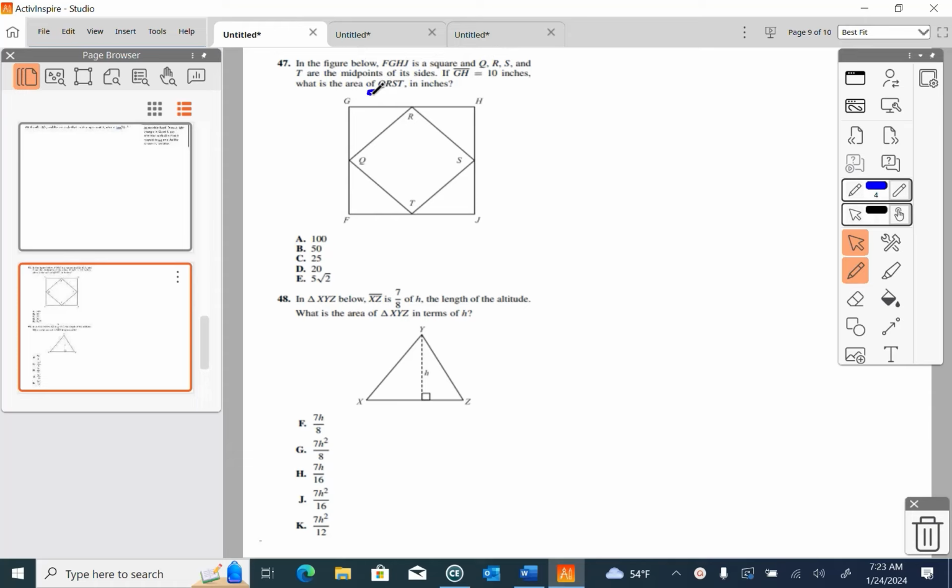So this is a 5, and that's a 5, because all of this is 10, and we have a midpoint. Midpoint's cut in half. And this is 5. I want to know the area of a triangle, or sorry, of maybe a square. And it should be a square, this guy inside.